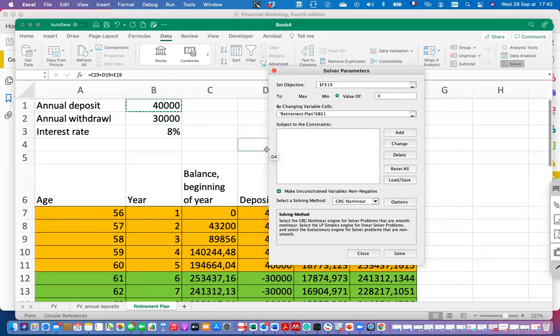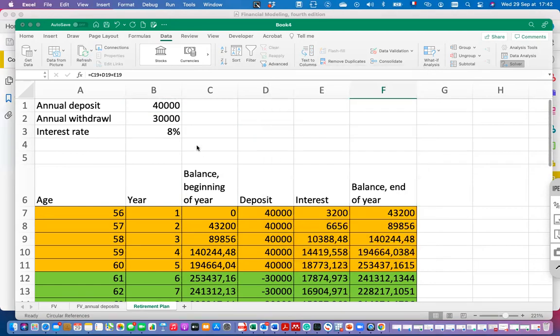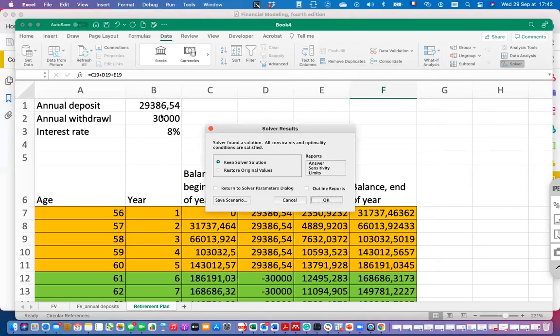So I'm giving instructions to Excel to try different values of annual deposit. So Excel will change this value automatically. Once it tries 30,000, once 35,000, once 37,000, it changes the value by itself until F19 equals 0, and then it stops. Then I click on Solve. Excel will make the required iterations and give us the right result.